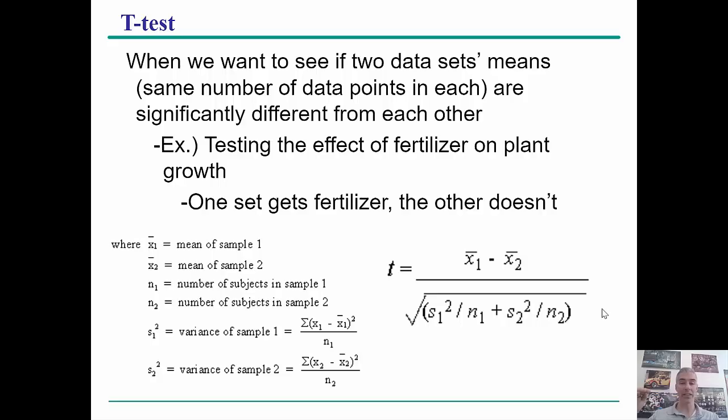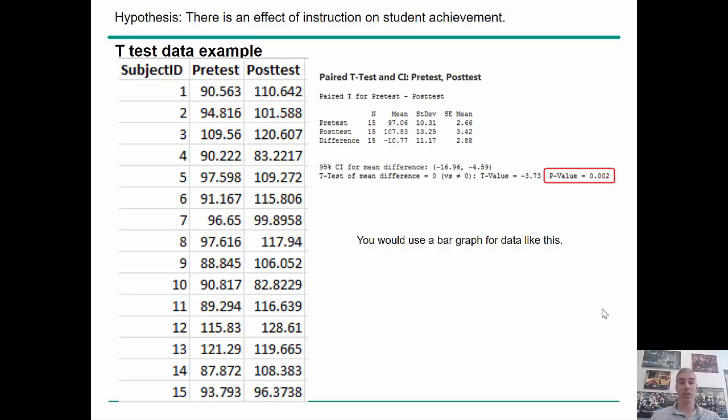We're going to average the average height of that, and we are going to put that into a t-test, and it'll spit out, is there a statistical difference between the two? So here's an example of a t-test data set, and also the results from that.